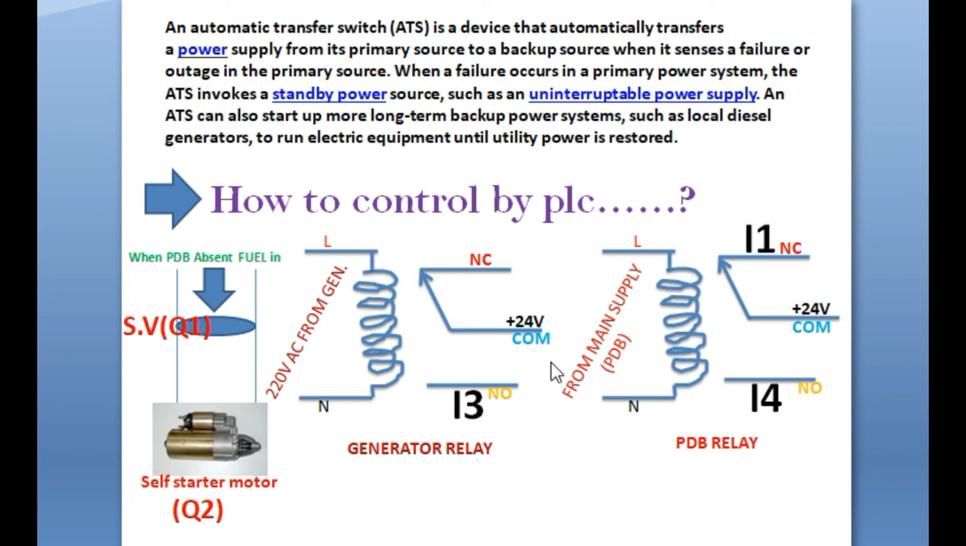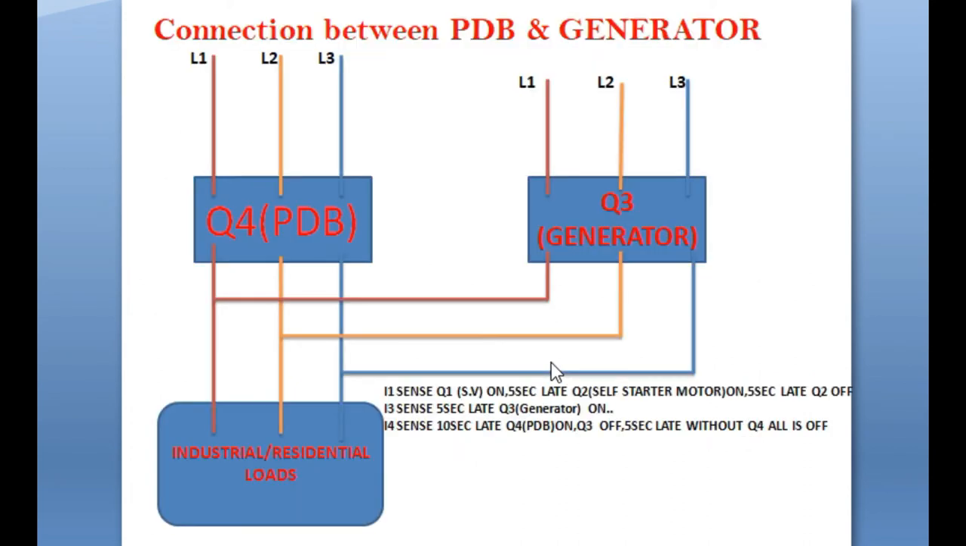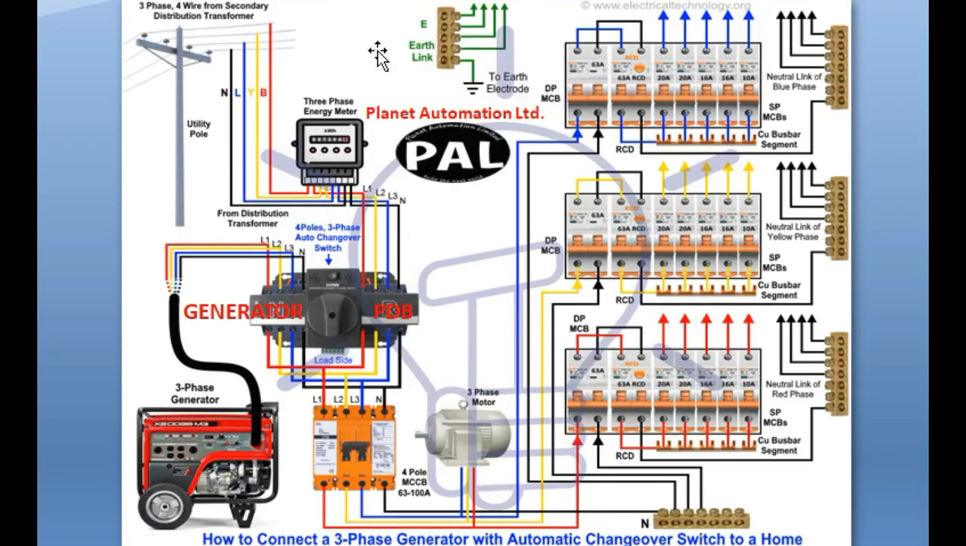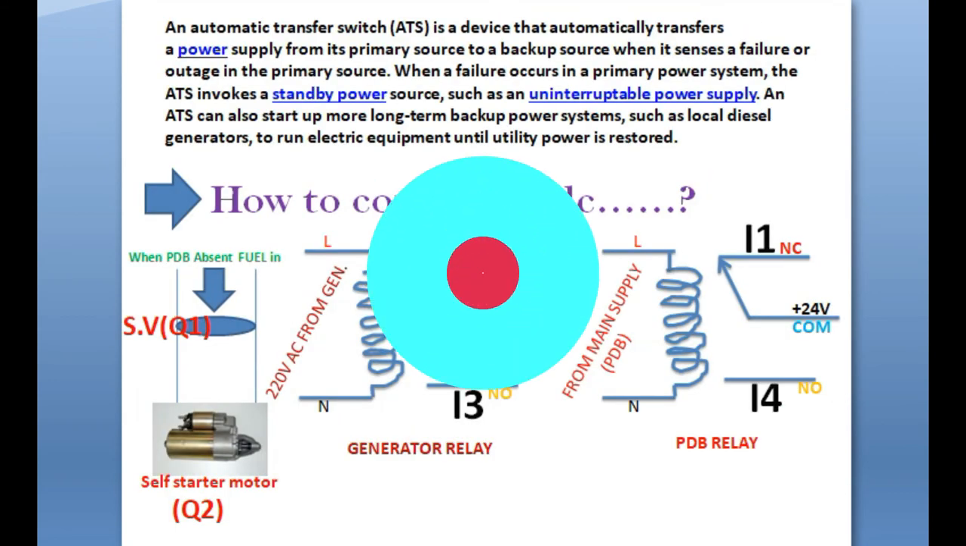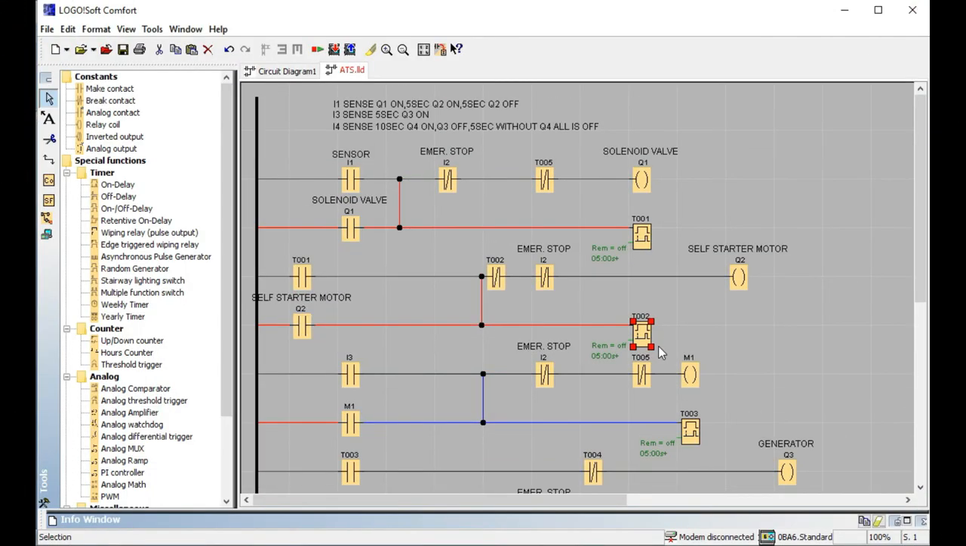It's the basic concept of any kind of ADS system while you are controlling your ADS by any kind of PLC. And this is Q4, the magnetic contactor, which passes your industry. When this is on, your residential or industrial loads are connected to the PDB, and when this is off, the generator is connected, that means industrial or residential loads are connected to your generator. And this is only a three phase connection. So if you understand what is going on in this diagram here. So friends, this is the programming of ADS.